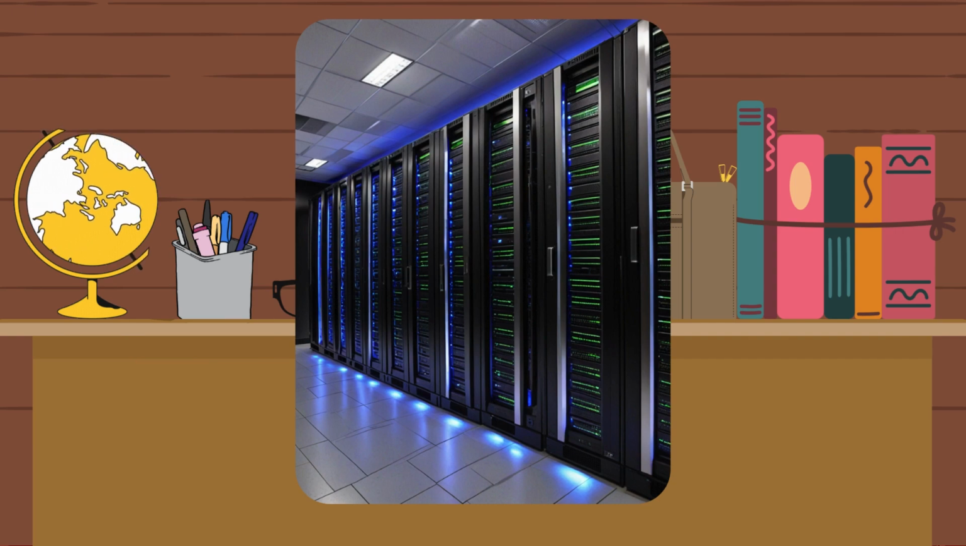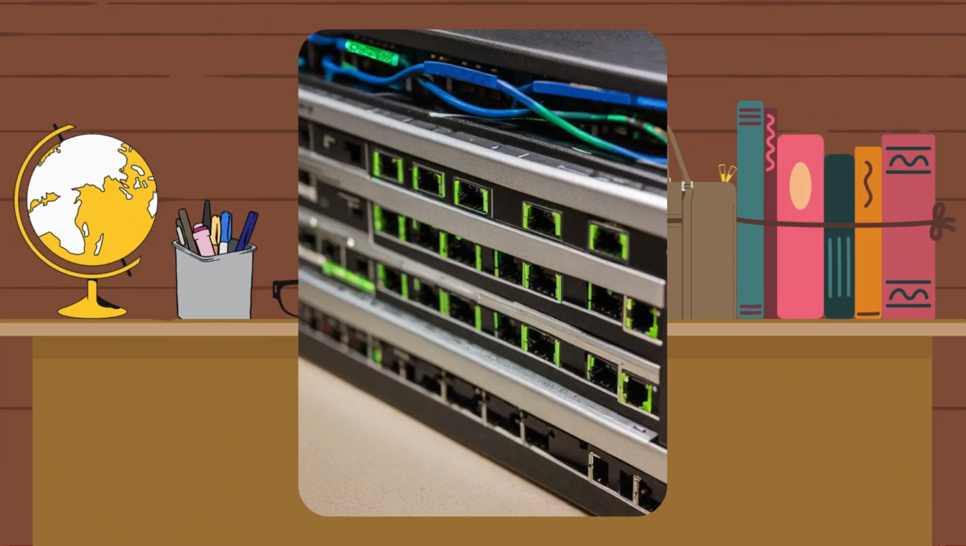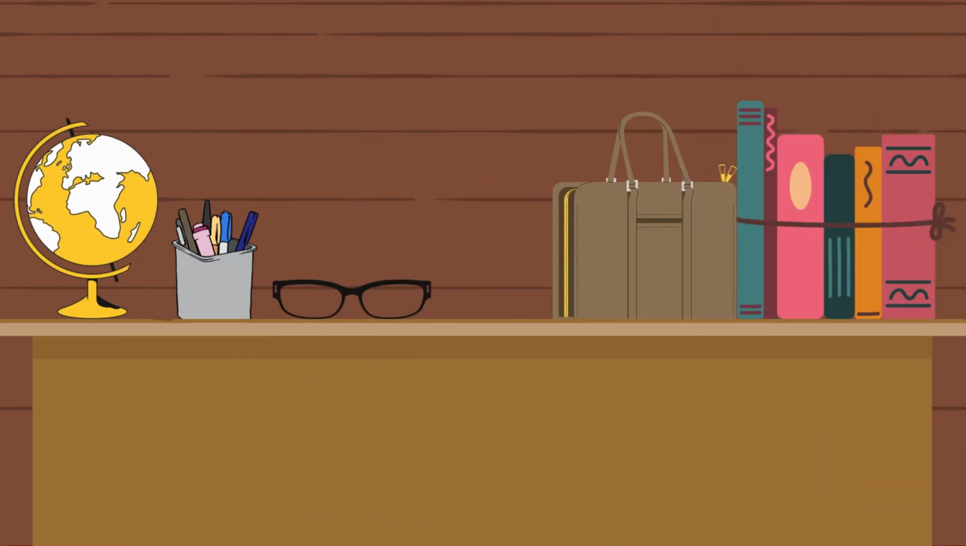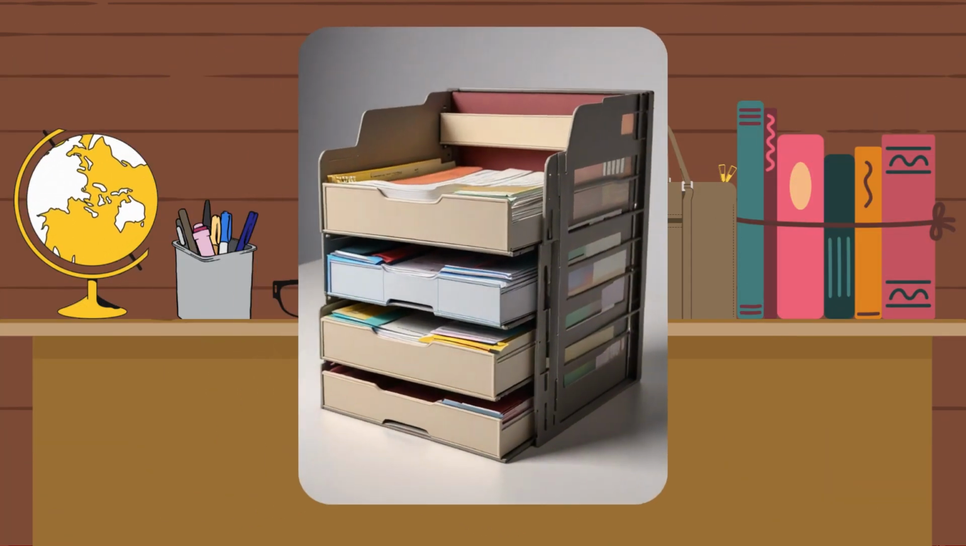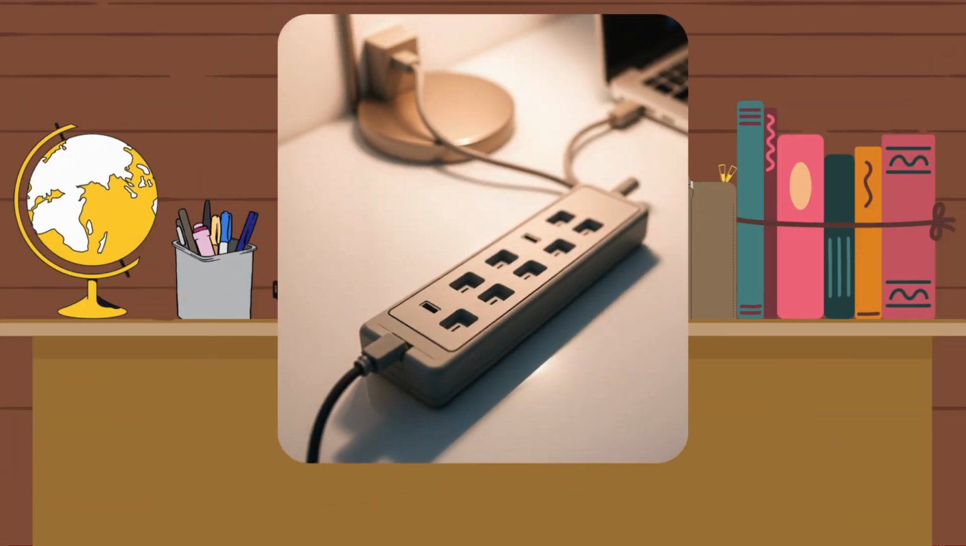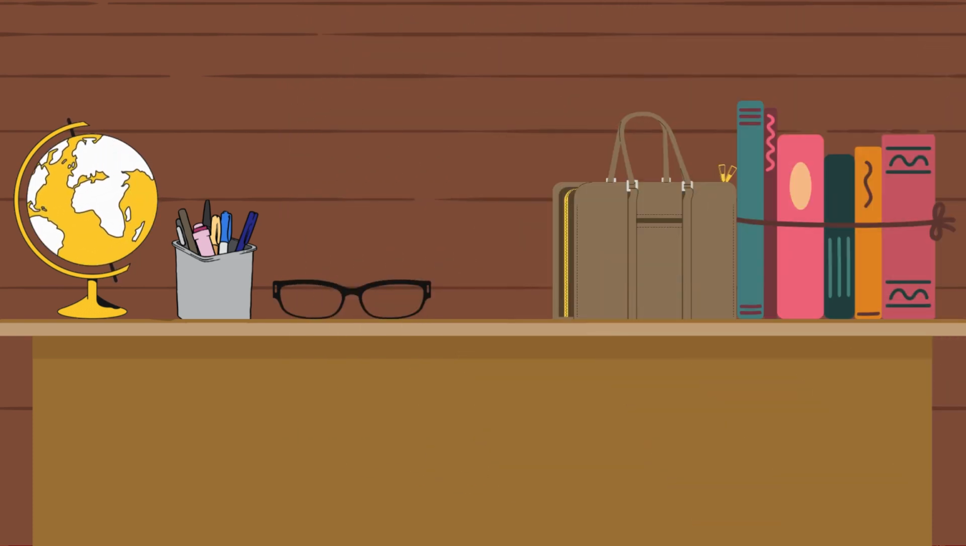What is this? This is a server. What is this? This is a network switch. What is this? This is a file organizer. What is this? This is a power strip.